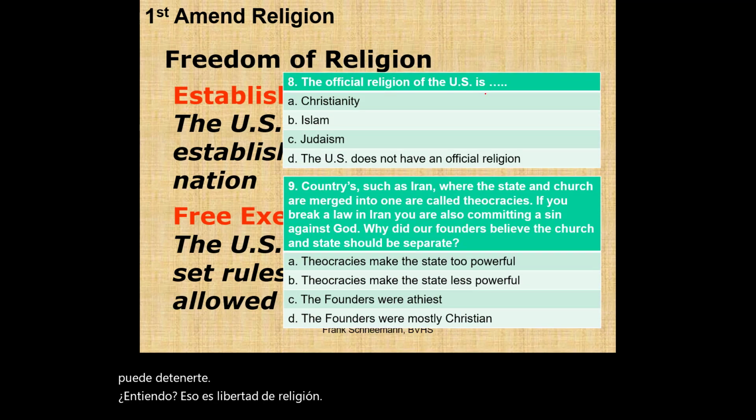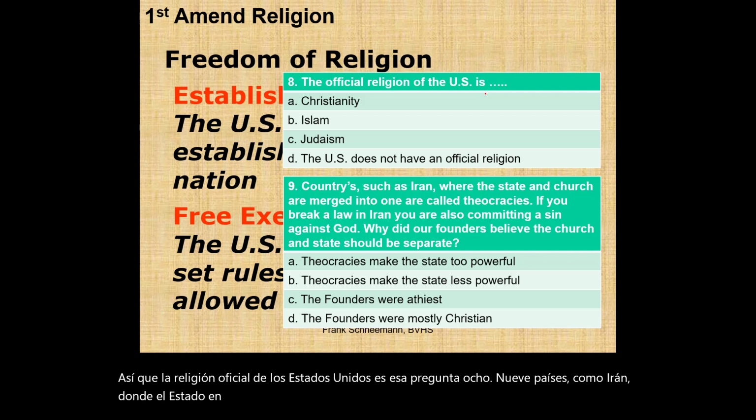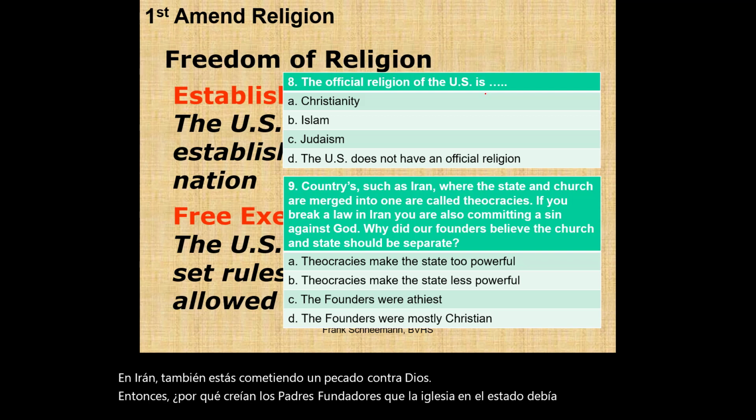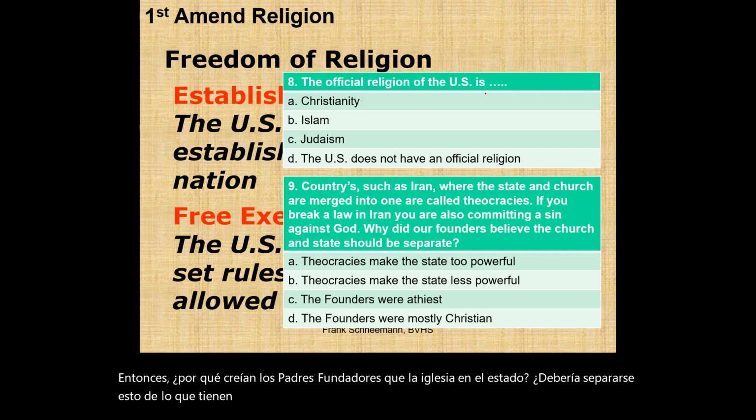So, the official religion of the United States, that's question 8. Question 9: countries such as Iran, where the state and the church are merged into one, are called theocracies. If you break a law in Iran, you're also committing a sin against God. So why did the founding fathers believe that the church and the state should be separate? In Iran, they have people that go around, and if you're dressed immodestly, if you're a girl, you're showing too much skin.